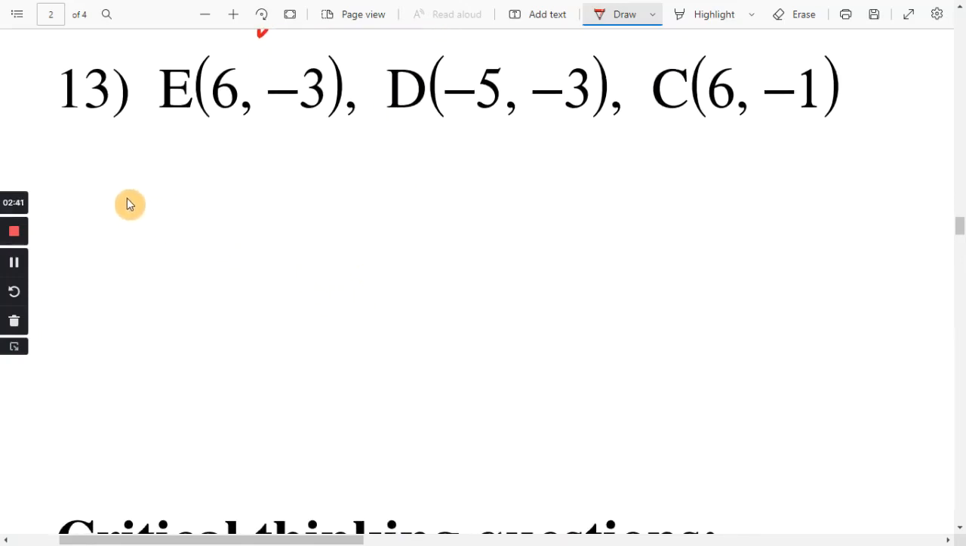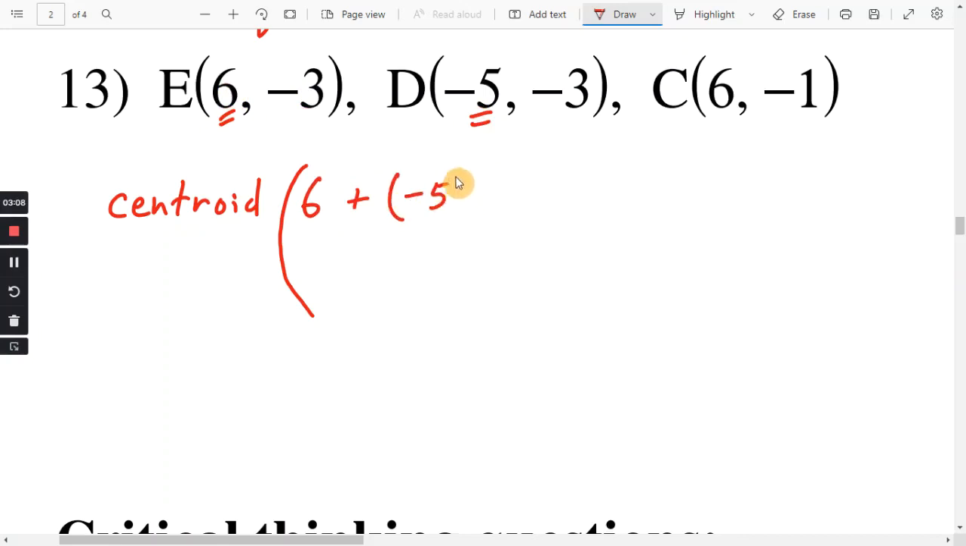All right. So for the centroid, which we are finding, the first step is to take the average of the x's. You add them and divide by 3. Remember, the x coordinate is the first one and the y coordinate is the second one. So we have 6 plus -5 plus +6. And those 3 numbers are divided by 3.